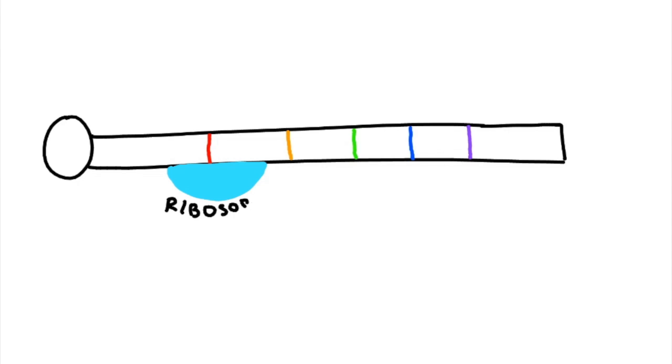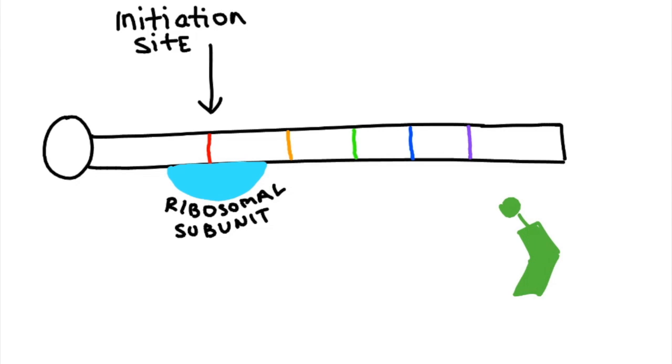Initiation begins when a small ribosomal subunit moves from the cap to the initiation site. Then transfer RNA that contains anticodons complementary to the codons on the messenger RNA. It typically starts with AUG, so the transfer RNA anticodons are UAG. At the end of transfer RNA is the amino acid that corresponds to the codon.